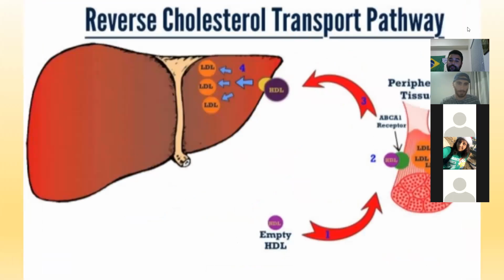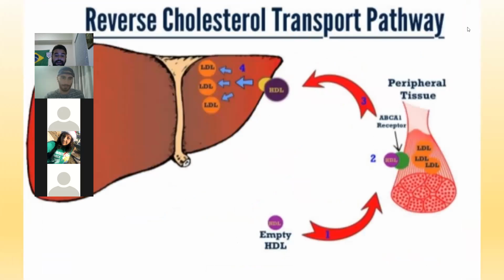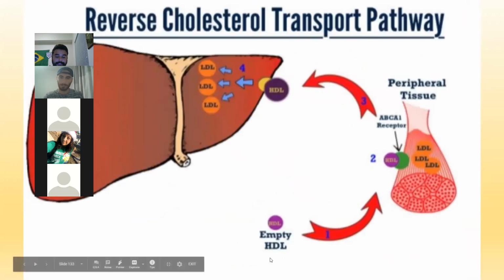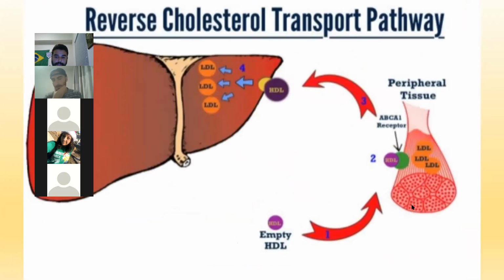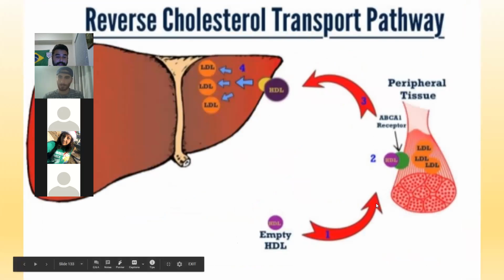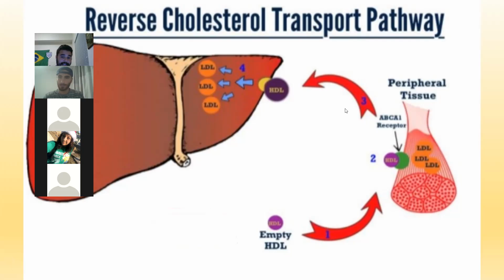And then for our reverse cholesterol transport, this involves our high density lipoprotein, right? As we see here, an empty high density lipoprotein will move to a peripheral tissue that might have a lot of low density lipoprotein, so it has a lot of cholesterol, and these high density lipoproteins are able to move the cholesterol that's inside them back into the liver, right? So it's just a recycler. So we want a lot of high density lipoproteins in our body compared to low density, right? Because high density just cleans up the extra cholesterol in our tissue.